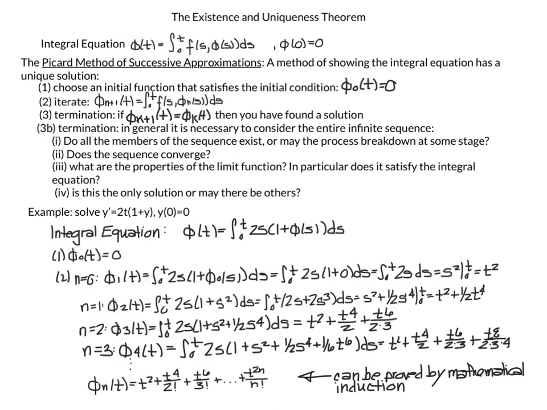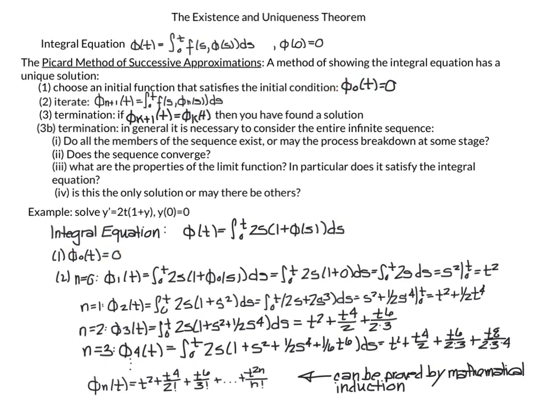So our first example is y prime, or dy/dt, is equal to 2t times 1 plus y, where y of 0 is equal to 0. So our integral equation is going to be phi of t, integrating between 0 and t, and then just plugging in s, since s is our variable of integration, 2s times 1 plus, and now we're going to plug in phi of s. So this is our integral equation. Again, we start with phi naught of t equal to 0. That's our initial value.